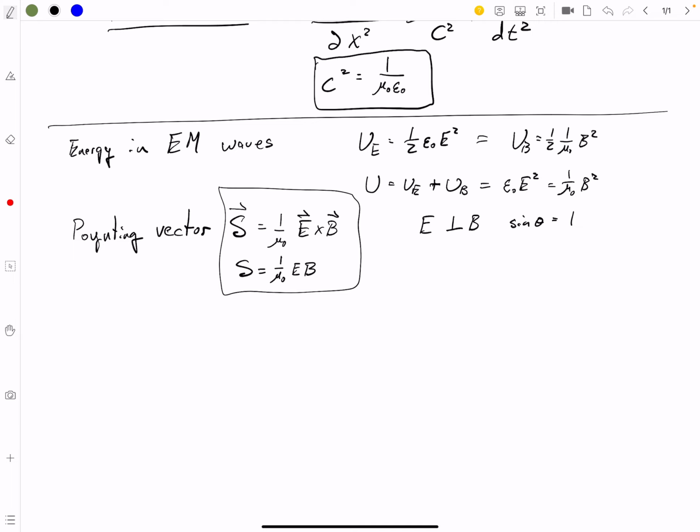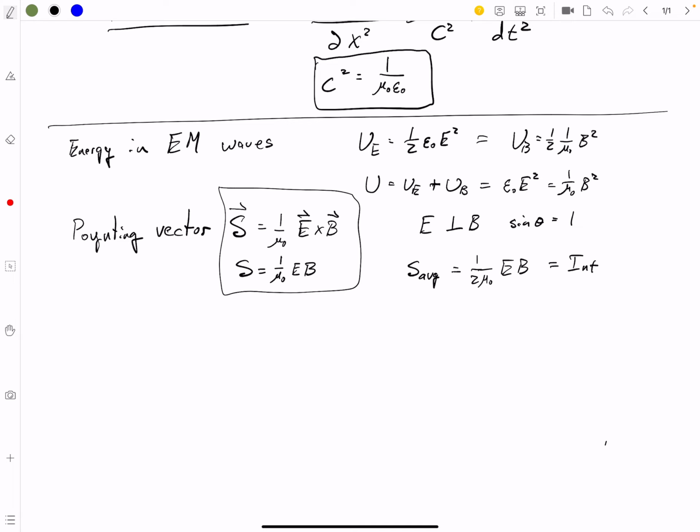And if we were to take the average, I did it in class, the average, then we end up basically with 1/2 1 over mu naught. So 1 over 2 mu naught EB. And that turns out to be our intensity. So it's a thing that we call intensity.